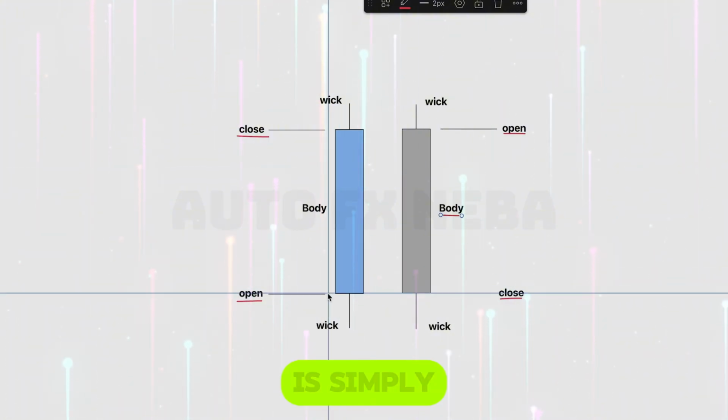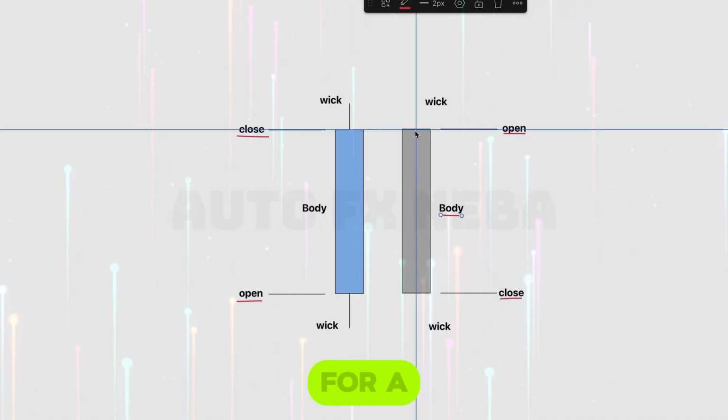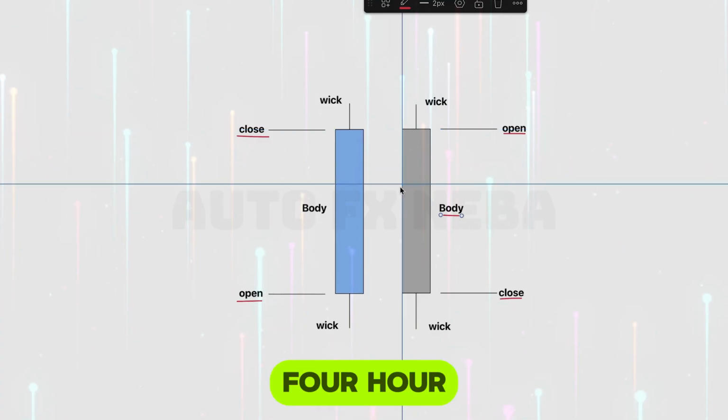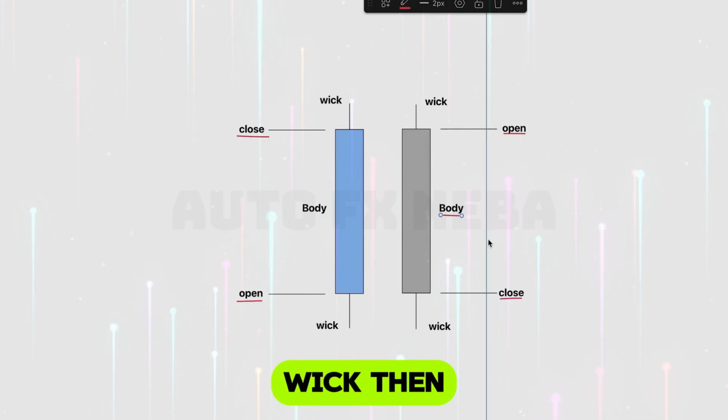Okay, so the candle body is simply how much the market moved within a specified period of time. For a 15-minute chart, that's how much the market moved in 15 minutes. For a 4-hour chart, it's how much it moved in 4 hours. It's nice and simple. Now the wick, then, what does this show?